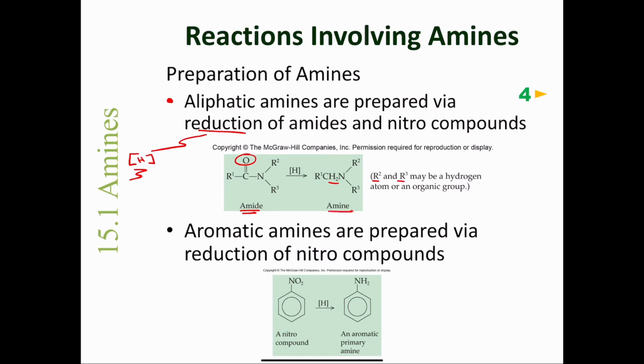The way that aromatic amines are prepared is via a reduction reaction, but instead of reducing an amide, we reduce a nitro compound. So you should remember the nitro functional group that I have shown here. We take this molecule, which is called nitrobenzene, and if we reduce that, we produce an aromatic primary amine. Of course, this is aniline that's shown here. So this is showing the reduction of nitrobenzene to produce aniline. And you're responsible for knowing both of these reactions, the reduction of an amide to produce an amine, or the reduction of a nitro compound to produce an amine.